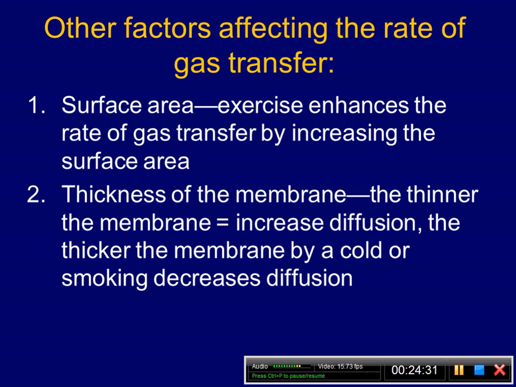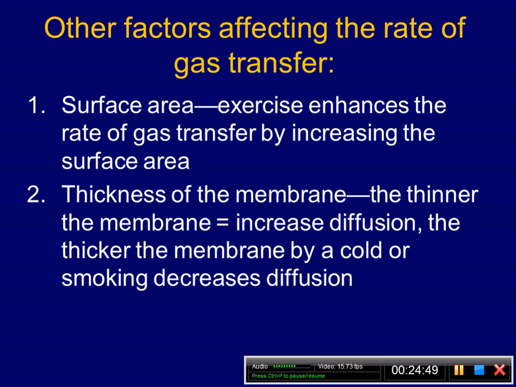Number one, the larger the surface area, what happens? Greater diffusion. Young, healthy lungs have large surface areas. Old, emphysemic-ridden lungs, what happened to their surface area? They decreased. Went down. What happens to the rate of diffusion at their lungs? Decreased.